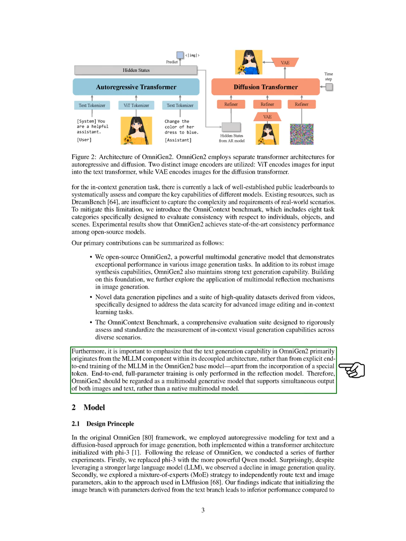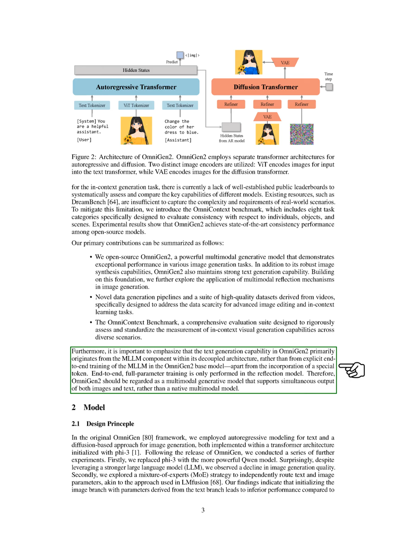It's important to note that the text generation ability in OmniGen2 primarily comes from the large language model component in its decoupled architecture, rather than from direct end-to-end training of the model, except for a special token. Full parameter training occurs only in the reflection model. Thus, we view OmniGen2 as a multimodal generative model that can produce both images and text simultaneously, rather than a fully integrated multimodal model. In the original OmniGen framework, we used autoregressive modeling for text and a diffusion approach for image generation, both within a transformer architecture initialized with PHI-3.